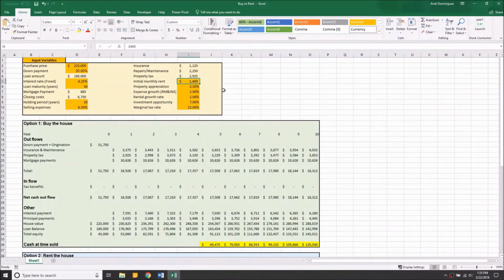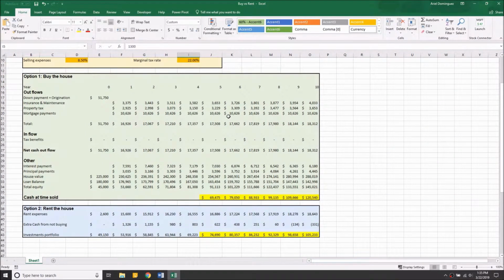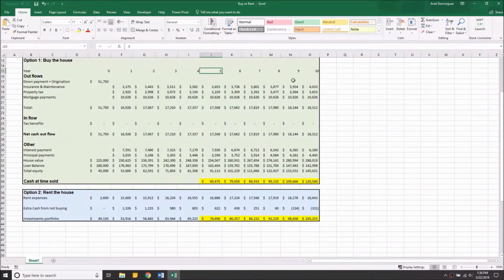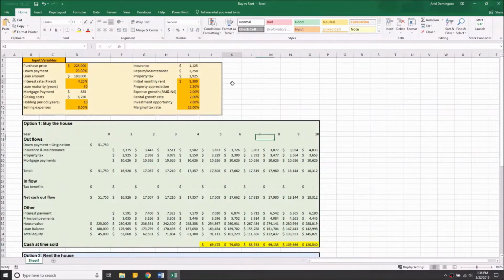And we can show an example of that by putting the monthly rent at $1,300, which is just $100 more from the first example. By year 5, we see that you're still winning as a renter, 74 compared to 69 at the end of 5 years. But if you take a look at the 10th year, the buyer is now the person winning compared to the renter.